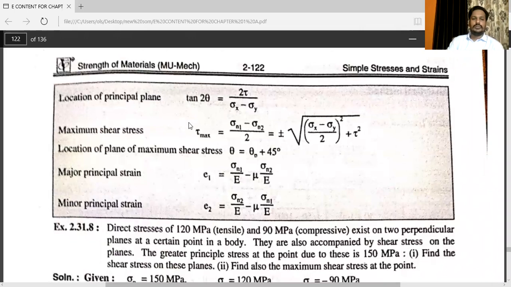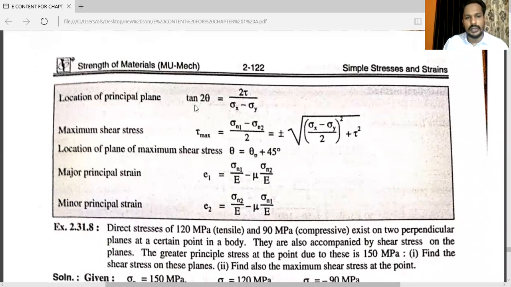Formula for location of principal plane: tan 2 theta is equal to 2 tau upon sigma x minus sigma y. Maximum shear stress tau max is equal to sigma n1 minus sigma n2 by 2. Location of the plane of maximum shear stress: theta is equal to theta not plus 45 degrees. Major principal strain E1 is also given. Minor principal strain E2 is also given.